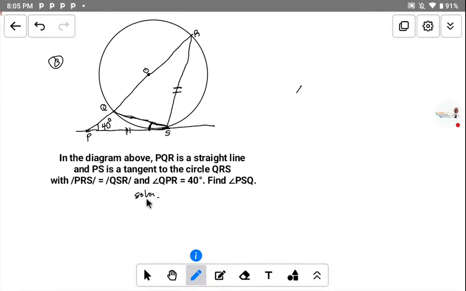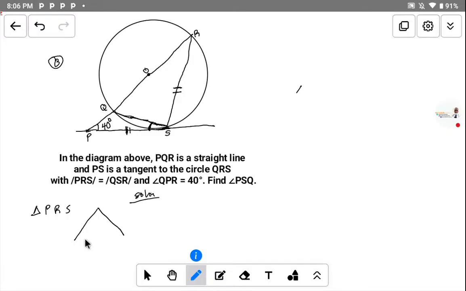If you study this diagram very well, it says that this side PS is equal to this side here. That means this triangle, the triangle with the angle P, R and S, is a triangle. Let me draw it out here so we can see it very well.